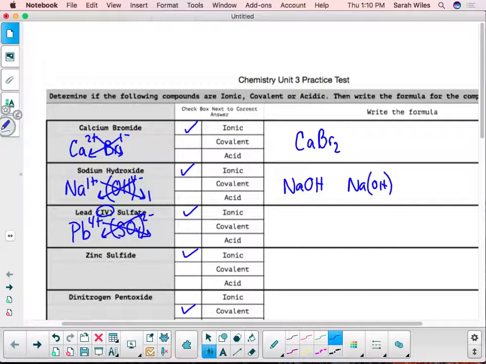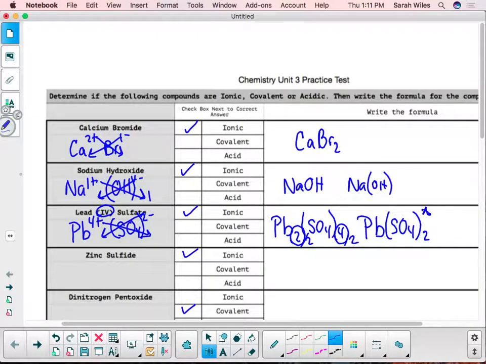So this ends up being Pb2(SO4)4. Yay. But I have to reduce these. So I'm going to divide them both by 2: PbSO4 2. Now, you should make a note: if it is ionic, you reduce the subscripts.